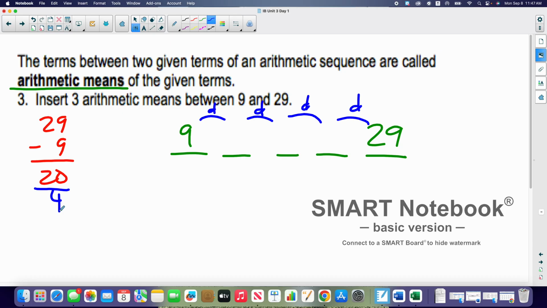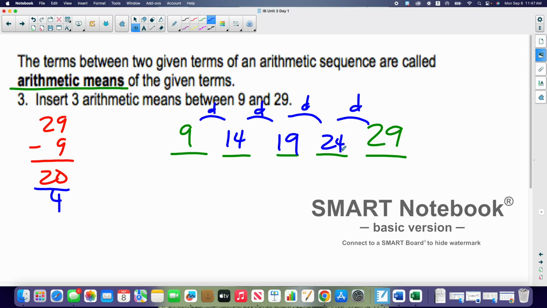Which means each step is what? 5. So 9 plus 5 is 14. 14 plus 5 is 19. 19 plus 5 is 24. And then one more 5 is the 29. Okay? That's one way you can do that. Some of us like to think logically through it and like to do it that way. Perfectly fine. You've shown me some work. I'll take that work or I got it.